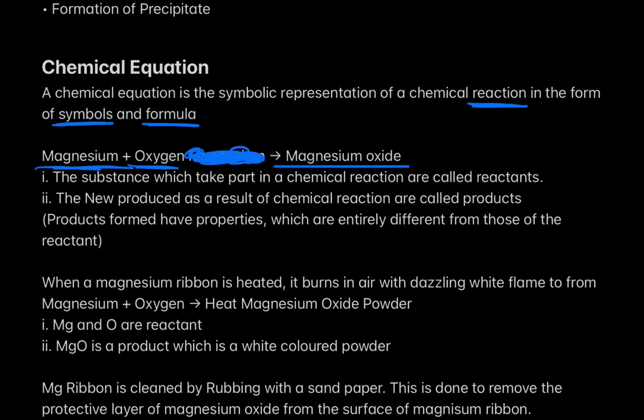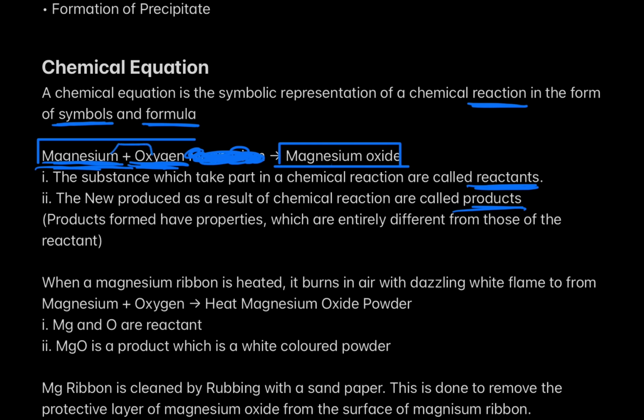The substances which take part in the chemical reaction are called reactants. So basically both magnesium and oxygen are the reactants, and the new substances produced as a result of the chemical reaction are called products. So this is the product. Products formed have properties which are entirely different from those of the reactants. So the properties of magnesium oxide will definitely differ from those of magnesium and oxygen.